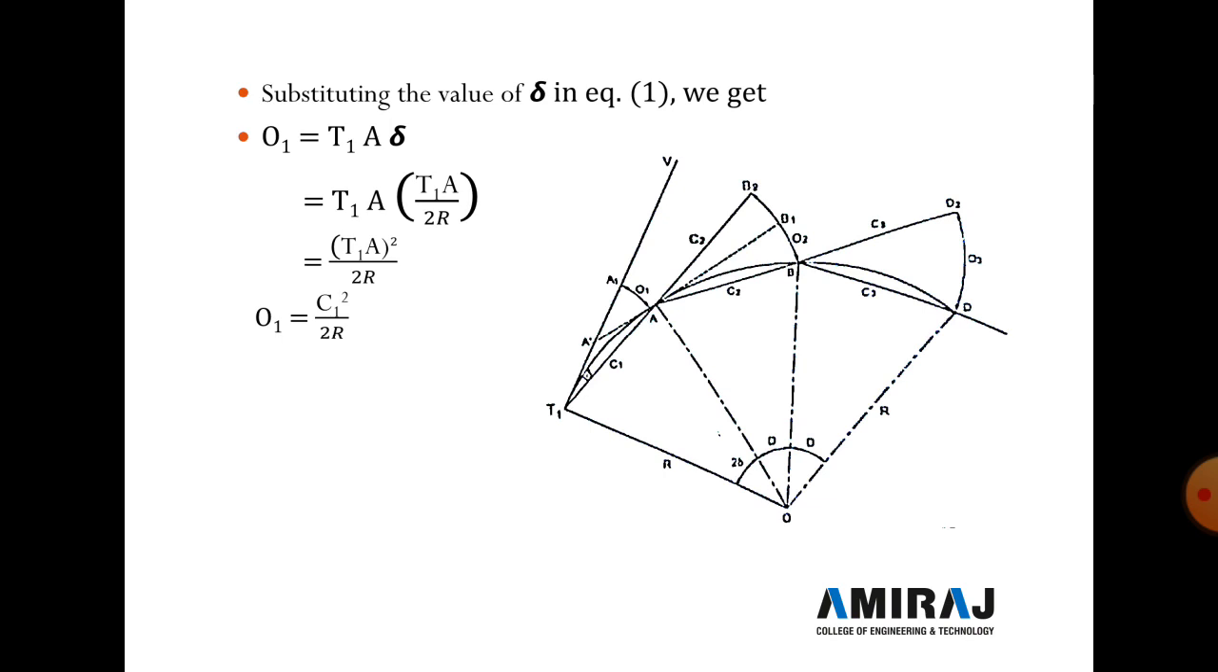Now substituting the value of delta in equation number 1. So O1 is equal to T1A times delta, where delta is T1A divided by 2R. We already found this in the last slide. So T1A whole square divided by 2R. T1A is C1. So C1 square divided by 2R. So O1 is the ordinate.